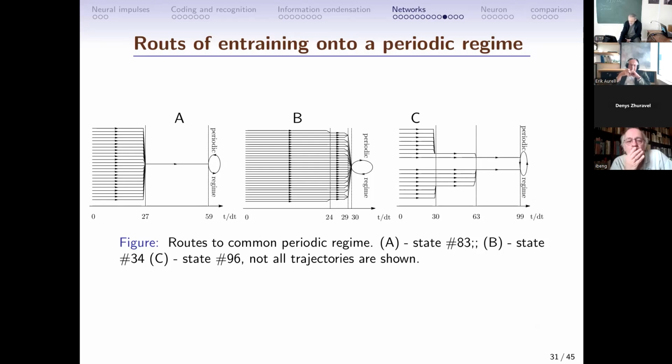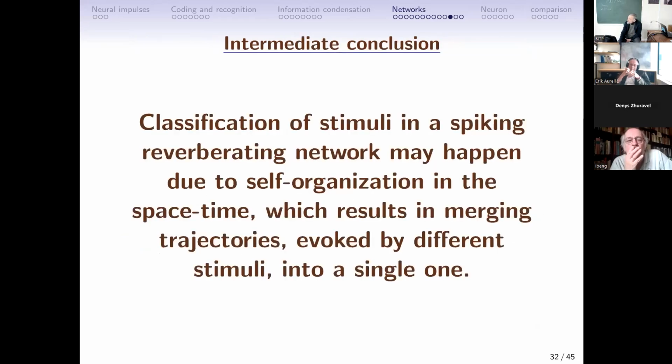So now we can make our intermediate conclusion. The classification of stimuli in a spiking reverberating network may happen due to self-organization in space-time, which results in merging trajectories evoked by different stimuli into a single one. But why do they merge?